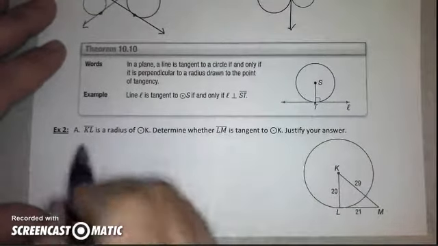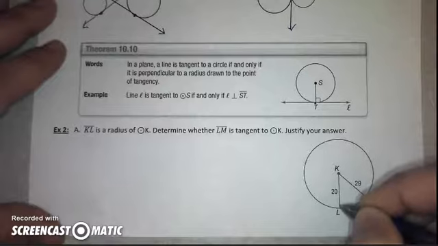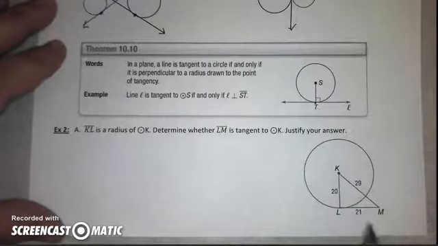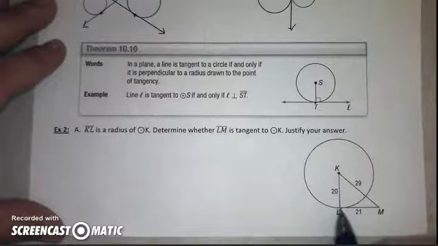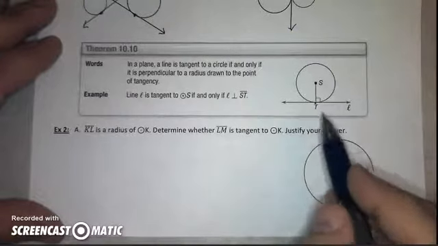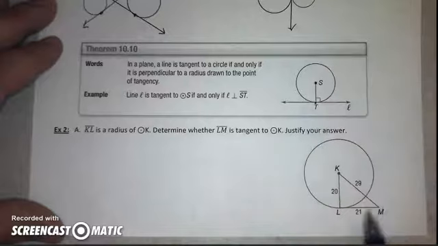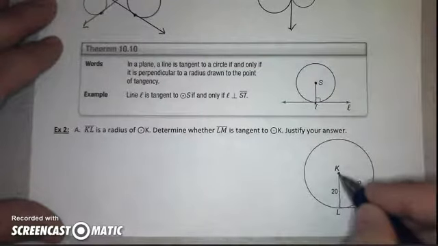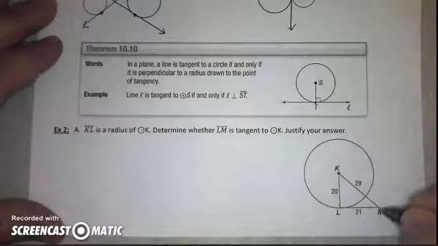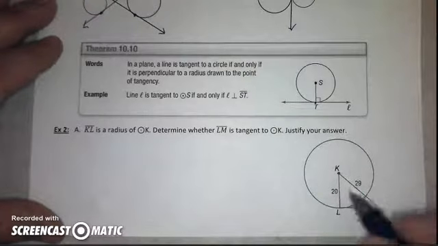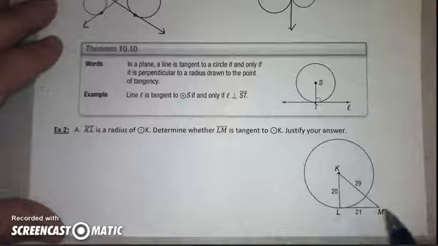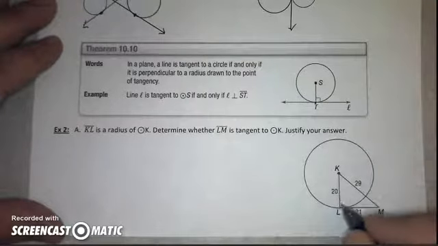Example 2a. We are given that KL is a radius of the circle, and we want to determine whether or not this actually is a tangent line to that circle. It looks like it only intersects at point L, but to verify that, we're going to go back to this principle. If this is really a tangent line, that has to be a right angle. So as I've drawn it here, where the radius is 20 and then from K to M is 29, I create a triangle. If this LM segment is actually tangent to the circle at L, this must be a right angle, which would make it a right triangle.